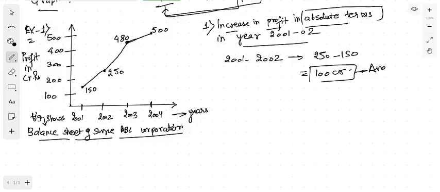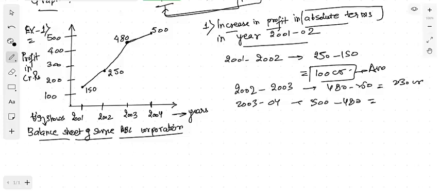If it is written as 2002 to 2003, then it will be 480 minus 250, which is equal to 230 CR. And for 2003 to 2004, it will be 500 minus 480, and this is equal to 20 CR. So we have the highest value here and the lowest here. If it is asked which year has the highest absolute increment, then the highest absolute increment is in the year 2002 to 2003, and the least increment is from 2003 to 2004. Okay, now this is one kind of question.